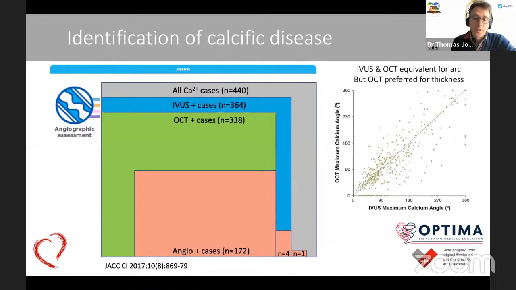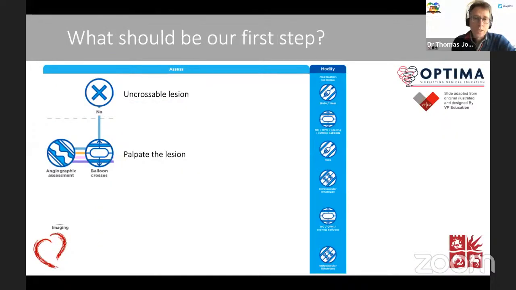Now, if we consider actually the burden of calcium, this is now a head-to-head comparison of IVUS against OCT. We actually see very, very striking correlation between the two. But as we've already acknowledged in the last talk, OCT does give us this ability to also detect thickness, which is an important metric for prediction of stent under expansion. So if we move through the algorithm, we look at angiographic assessment. It may be that you just take a balloon and you palpate. Now, ultimately, we may be faced with actually an uncrossable lesion that you're unable to deliver any device, in which case actually we are going to turn to rotor or laser atherectomy to try and facilitate passage of devices.